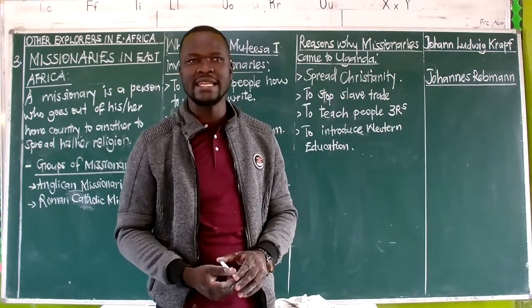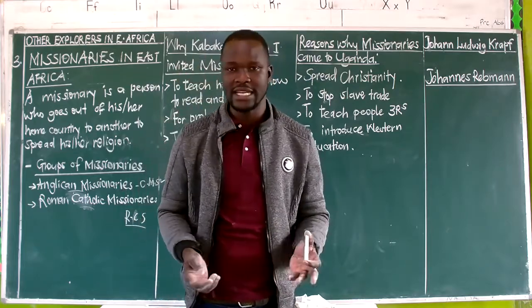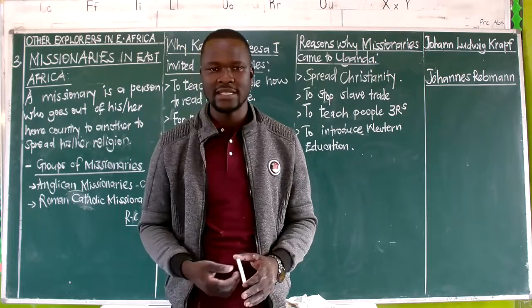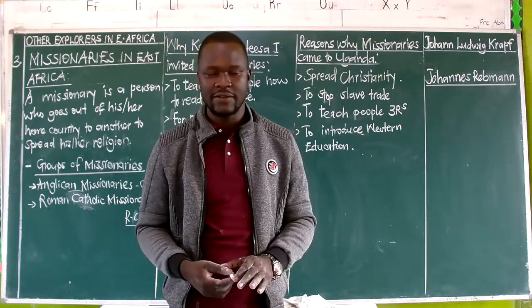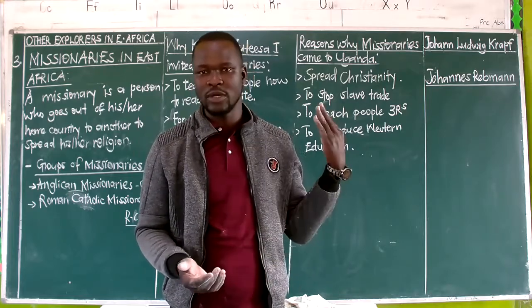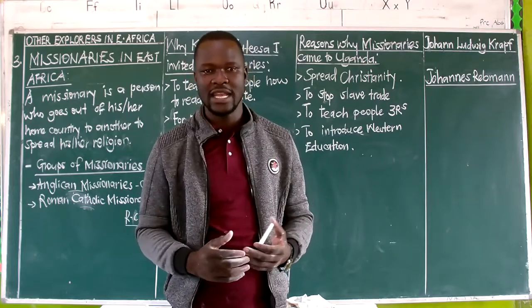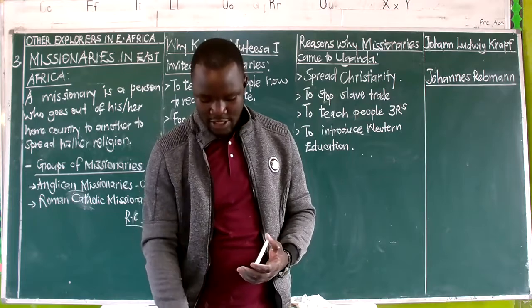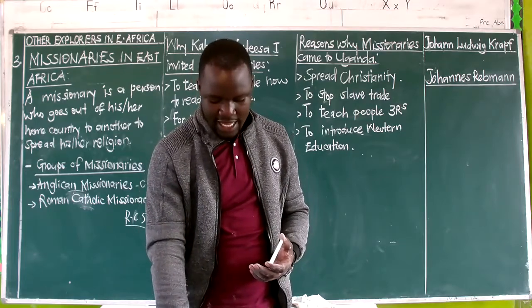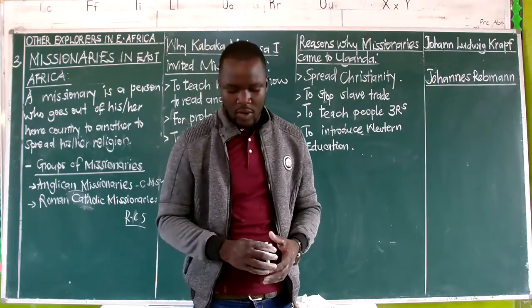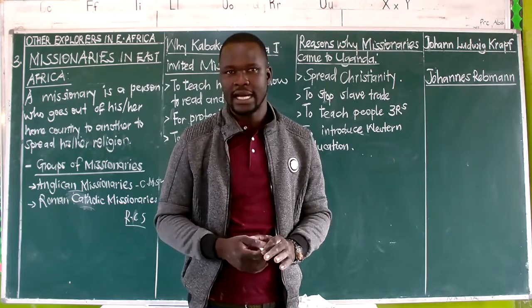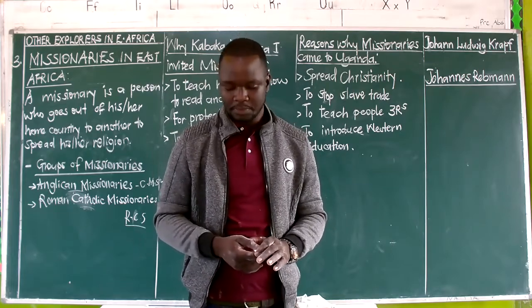Missionaries also undermined the cultures of Ugandans, not only Ugandans, but the whole of East Africa. An example is what we have already talked about in Uganda. They considered what was in Uganda, those practices, as evil. So that was a sign of undermining the people in Uganda and East Africa as a whole.